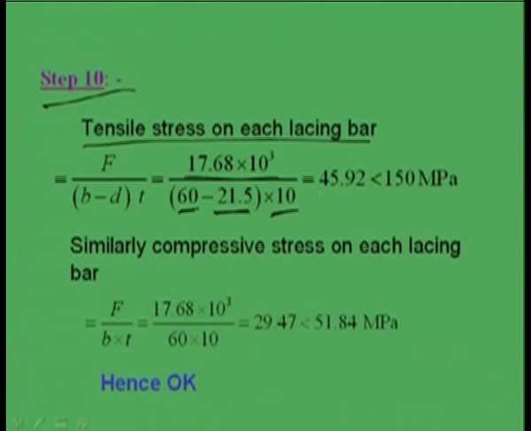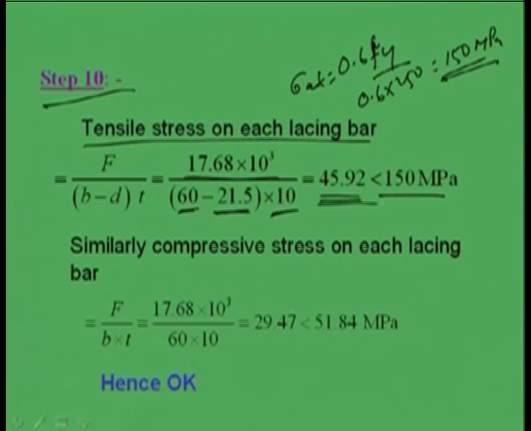So, if we calculate this we will get 45.92 MPa, and the allowable tensile stress in the member, as we know, is 150 MPa, because 0.6 into Fy, which is 250. So, 0.6 into 250 is 150 MPa. So, the allowable tensile stress is becoming 150. So, this is okay. That means developed tensile stress is less than the allowable tensile stress. So, the assumed or calculated dimension of the lacing bar is completely okay.